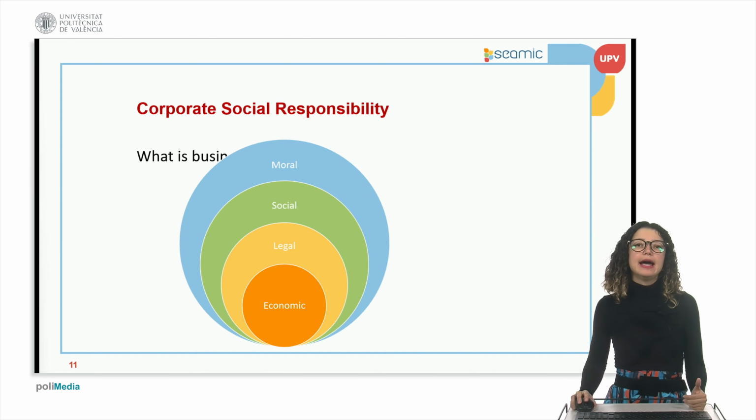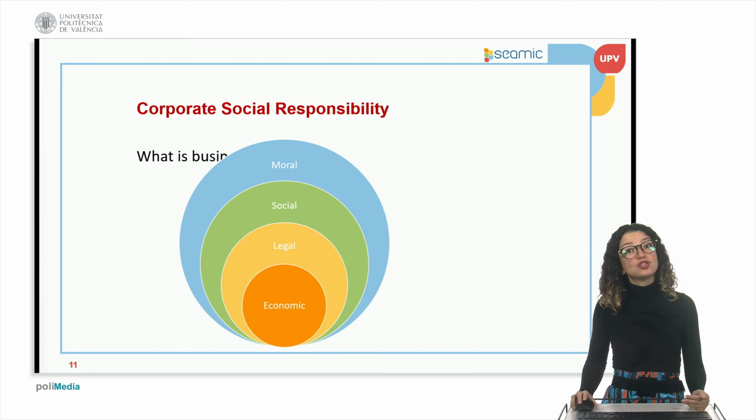Let's look now at the different types of responsibilities that a company has. The first responsibility is to make money, to generate profits, to pay its employees. The second is to comply with the legislation of the place where it operates, including tax, labor, and environmental legislation.